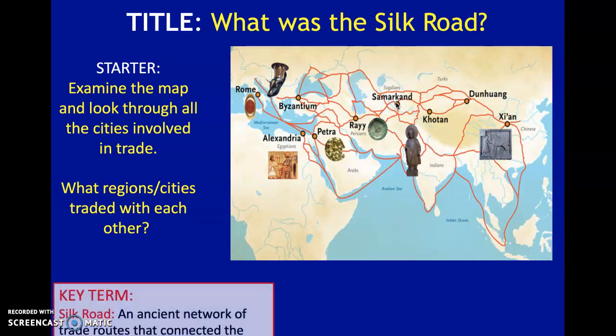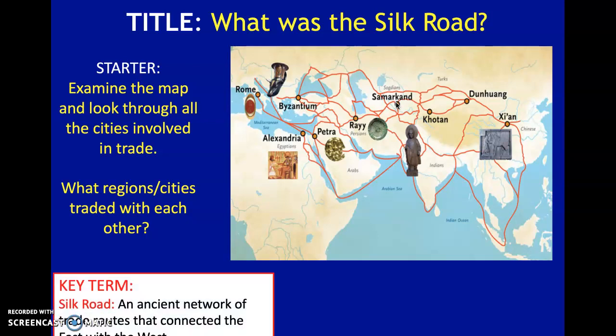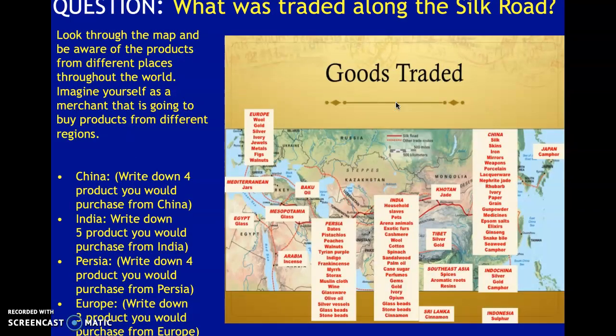All right. So I want you to pause the video again, and write down the key term for this lesson, which is, of course, Silk Road, an ancient network of trade routes that connected the East with the West. Okay, brilliant. You should have done that by now.